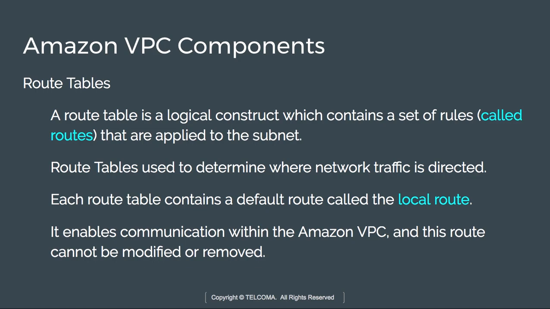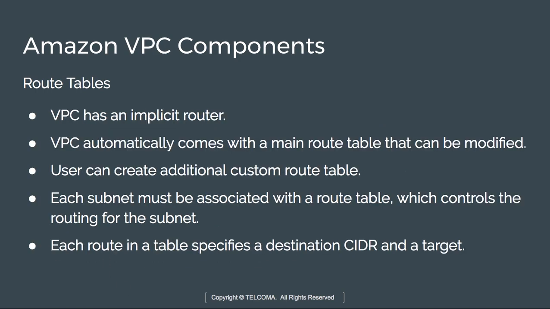So that means a route table is a set of rules that will determine how traffic will be routed, whether we require an additional route or not. So if we talk more about this, that means virtual private cloud has an implicit router. So that means if we do not associate a subnet.